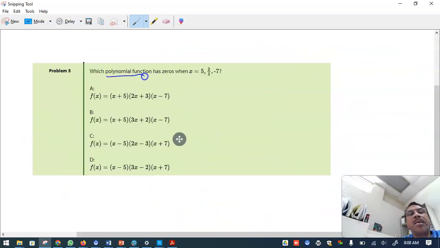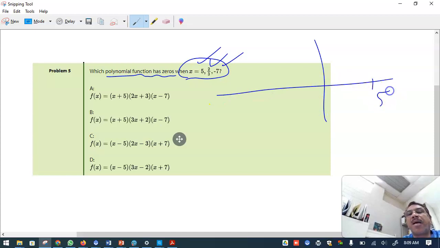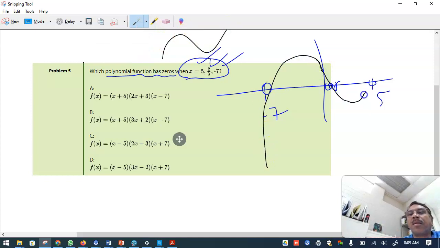Which polynomial has zeros when x is 5? So you are already given these are the zeros. The moment you have a zero, it means the graph crosses at 5, minus 7, and 2/3. So these are the three places the graph crosses, and it is a cubic, so I can always graph it something like this. That's how the graph will look.